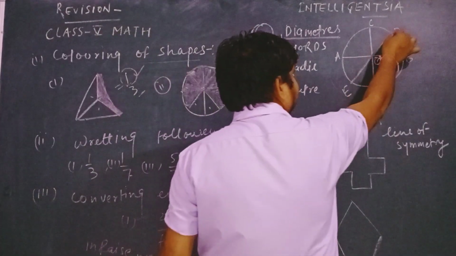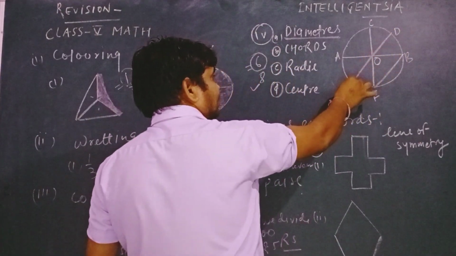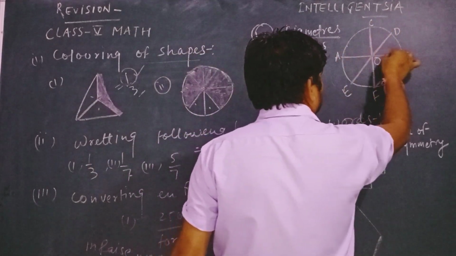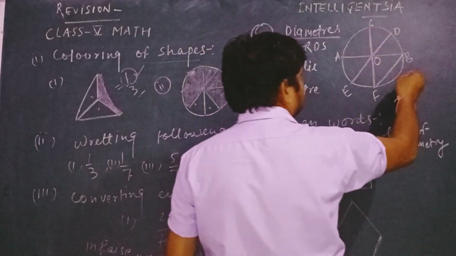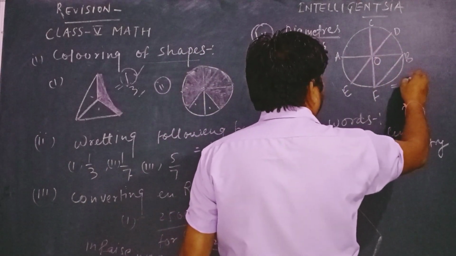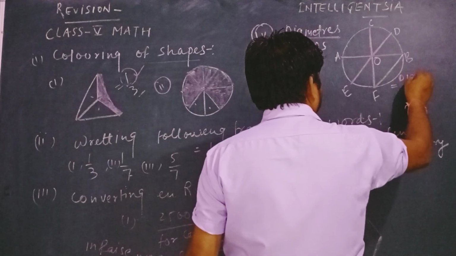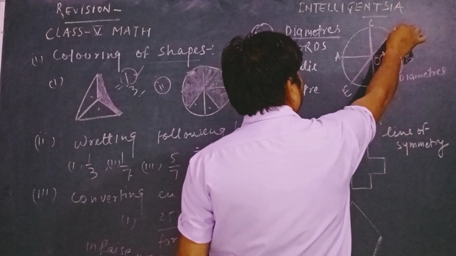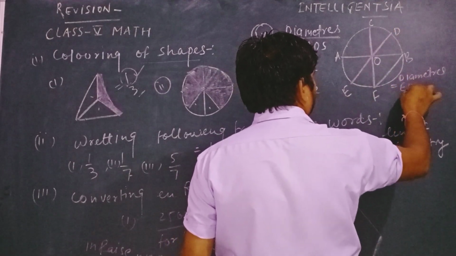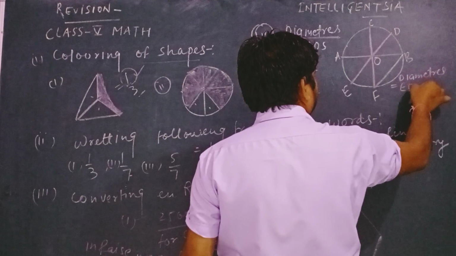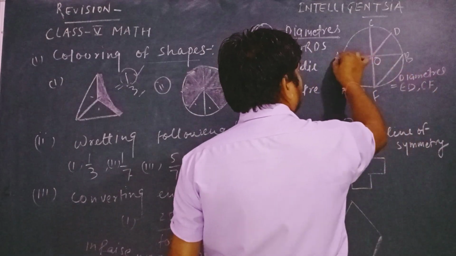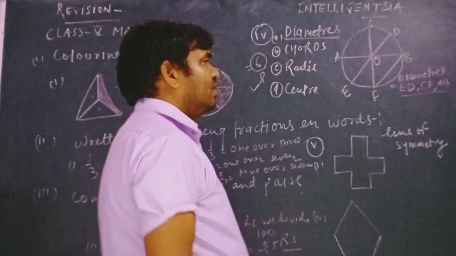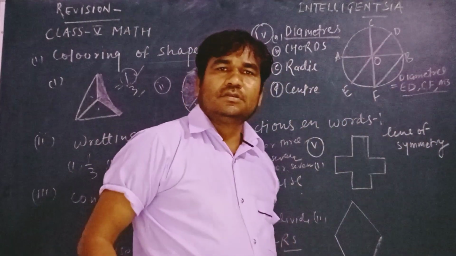So that is a diameter, and that is also, and that is also. Here you see the diameters: ED, CF, AB. So these are the diameters.